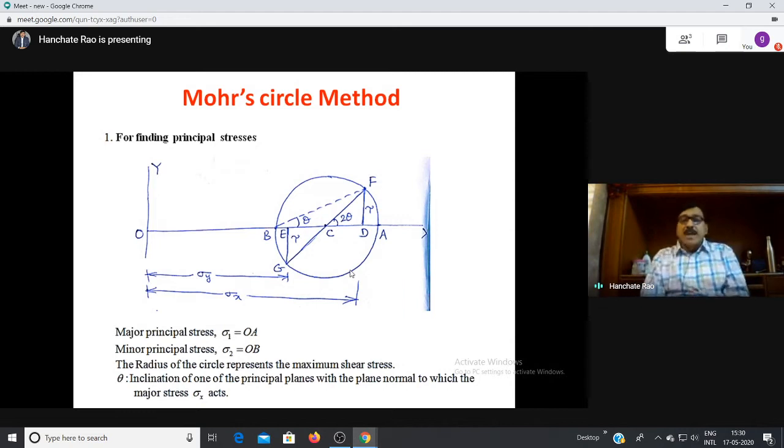On the major principal plane, there is no shear stress, but the maximum shear stress plane is at 45 degrees to the major principal plane. So please, I hope this has clarified your doubt. Don't get confused between these two. Okay.